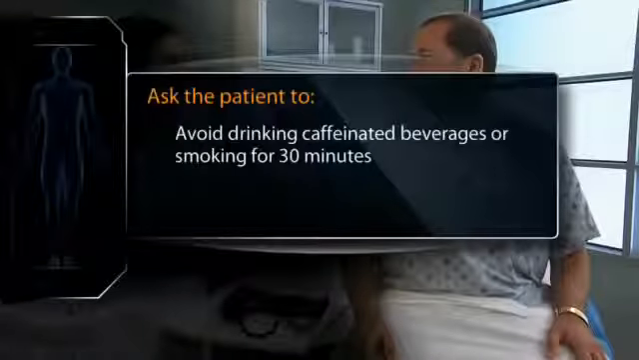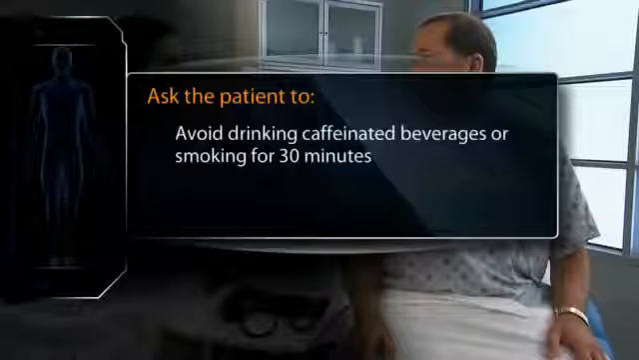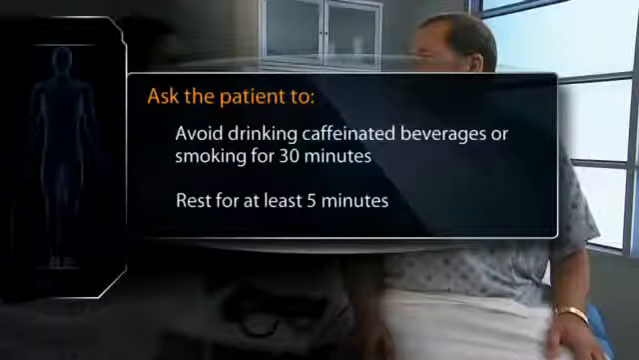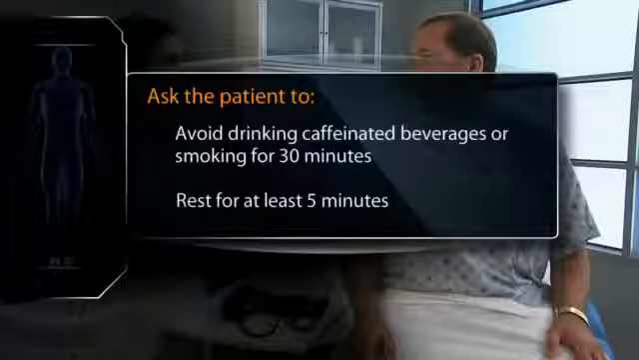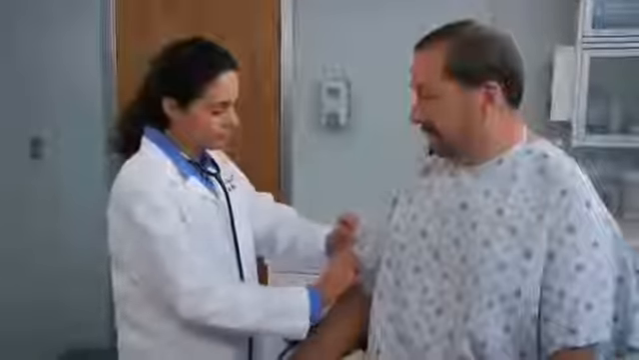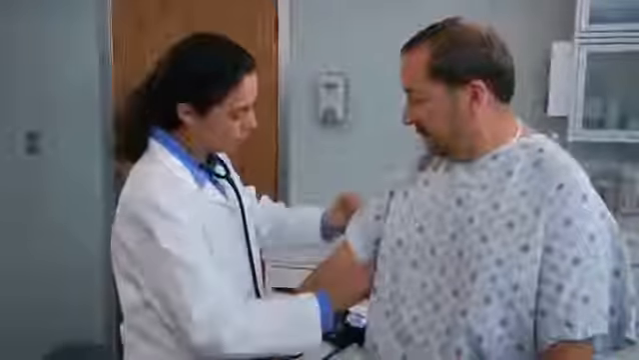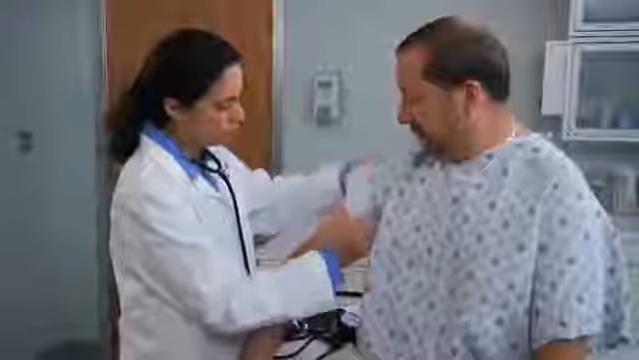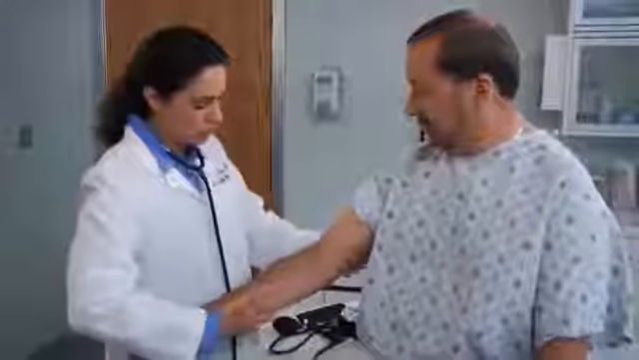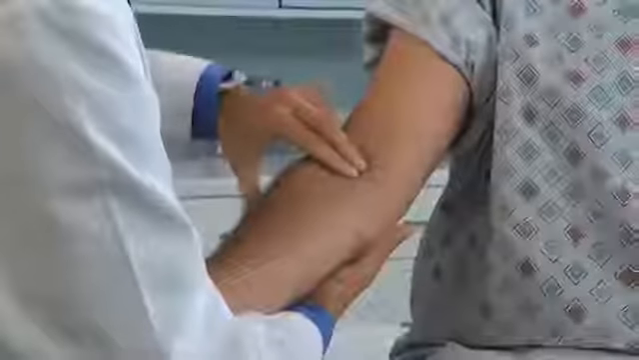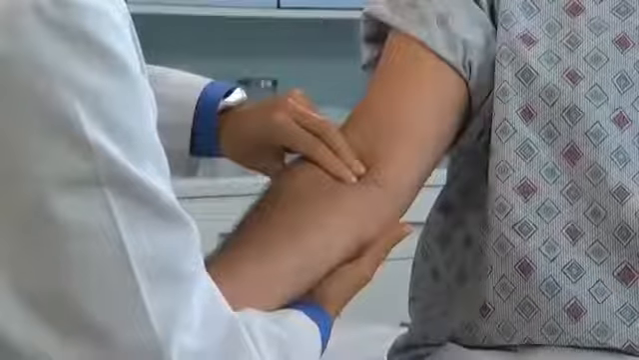Ask the patient to avoid drinking caffeinated beverages or smoking for 30 minutes and to rest for at least 5 minutes before the blood pressure is taken. Check to make sure the selected arm is free of clothing. There should be no arteriovenous fistulas for dialysis, scarring from prior brachial artery cut-downs, or signs of lymphedema. Palpate the brachial artery to confirm that it has a viable pulse.